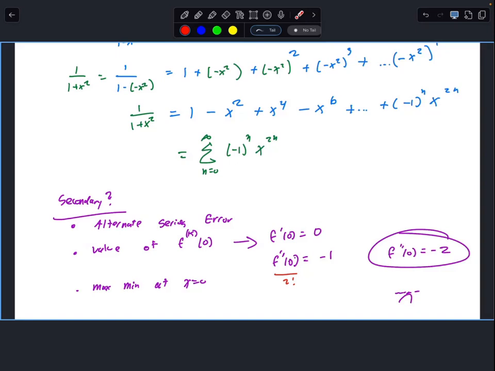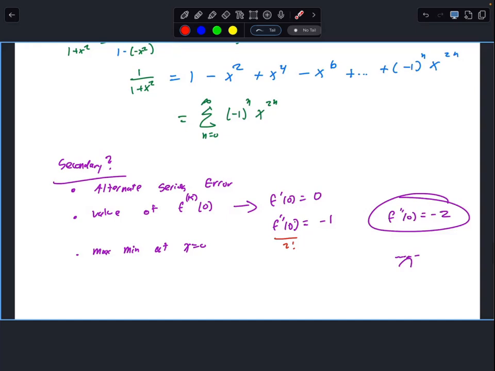We don't know what f at 1 or 2 or 3 is, over 2 factorial. Yes? I understand the second part, but if f prime is 0 for the first one, why would it not be 0? Why is it 1 if you're multiplying? F prime of 0 is 0.